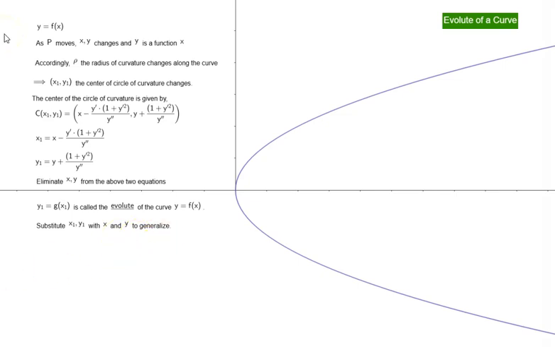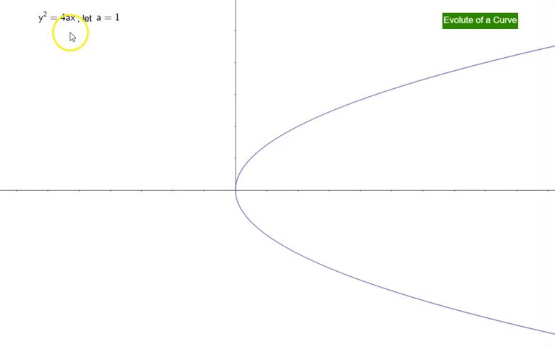Okay, so let's begin. So y square is equal to 4ax. Let a equal to 1. To parameterize it, let y is equal to 2at. So if we substitute 2at here, we get 2at square is equal to 4ax. Simplifying it, we get 4a square t square is equal to 4ax, which implies x equal to at square. So we have got x equal to at square and y equal to 2at.